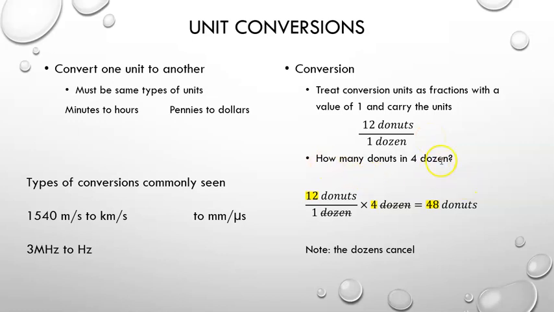So how many donuts are in 4 dozen? Well, you put them in the relationship. We wanted to know how many in 4 dozen, so we put 4 dozen times 12 donuts per 1 dozen. The dozens cancel, and we're left with 48 donuts. That's it. It's not too hard. But you do have to be able to do this in different ways.